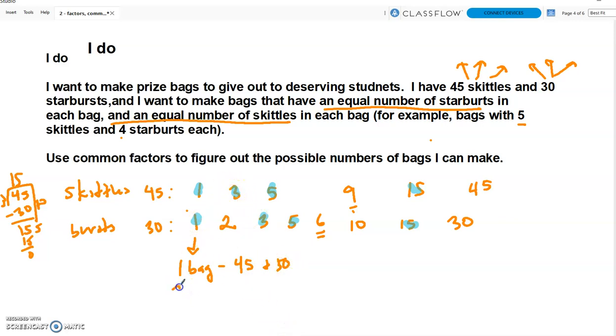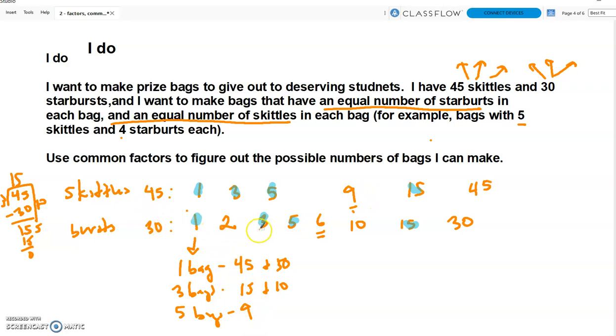3 they have in common, so I can do 3 bags. If I do 3 bags, they're each going to have 15 Skittles, and they're each going to have 10 Starbursts. I can do 5 bags. If I do 5 bags, they're each going to have 45 divided by 5 is 9.